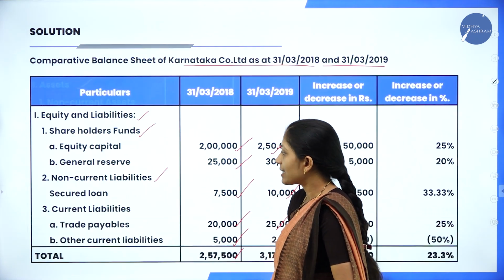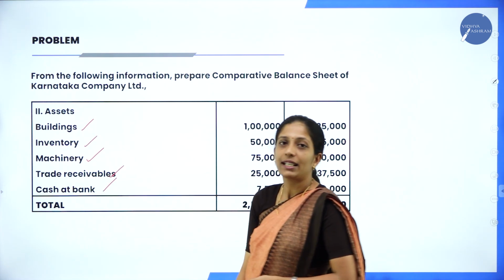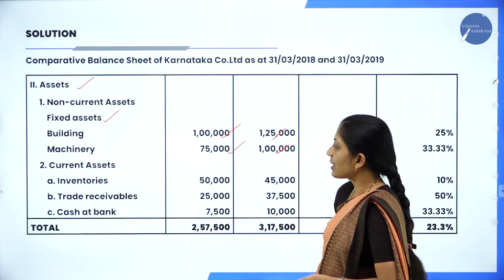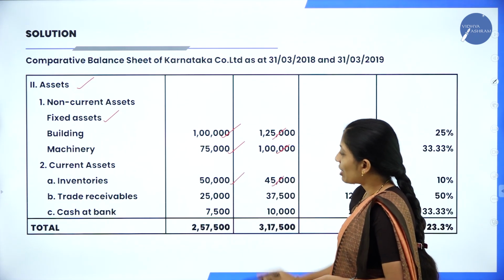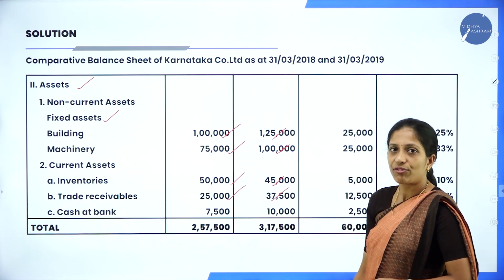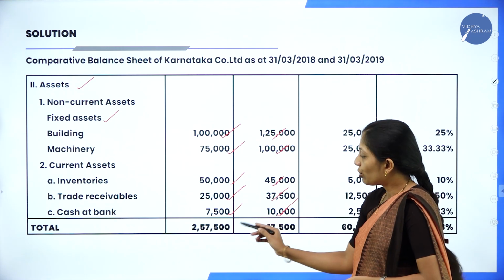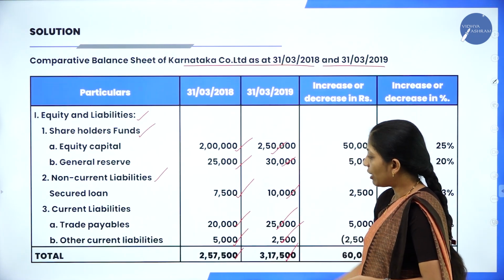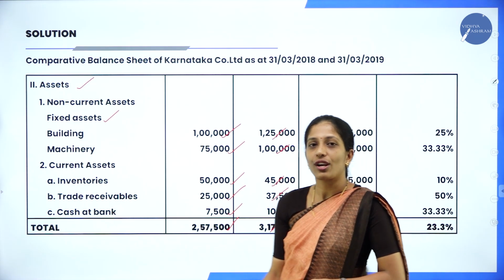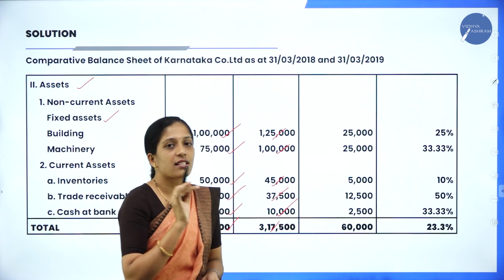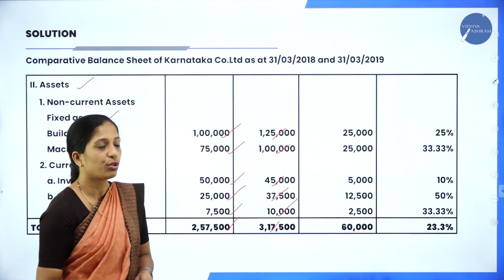Second is current assets. So current assets we have inventories, trade receivables and cash at bank. So under current assets you will write inventories 50,000 and 45,000, trade receivable 25,000 and 37,500, cash at bank 7,500 and 10,000. Total you will get the same. Your total of liabilities should be equal to total of assets. Okay, so you are done with this. You will write as it is how they have given in the question. Wherever the headings and subheadings are required, you have to write.